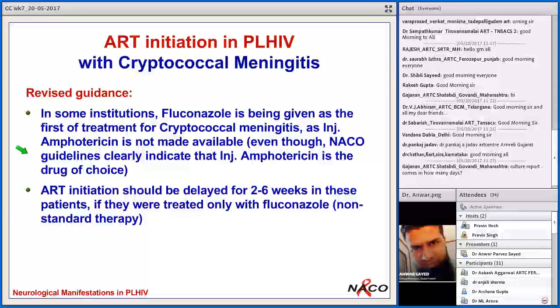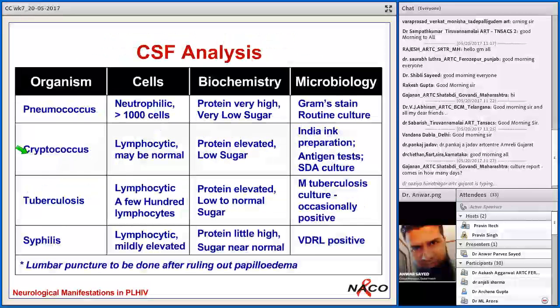It is very helpful. So if the culture is positive, then you will have to treat this second episode again with injection amphotericin B. But if culture is negative, then it means that it is not a relapse of Cryptococcus. Might be it can be TB meningitis. So you need to give TB treatment also in such cases. So relapse situations are common with Cryptococcus, especially when you don't treat them with injection amphotericin B.